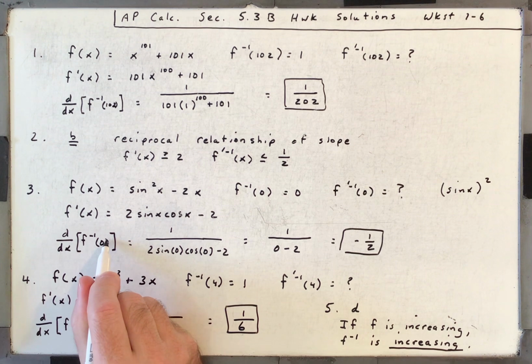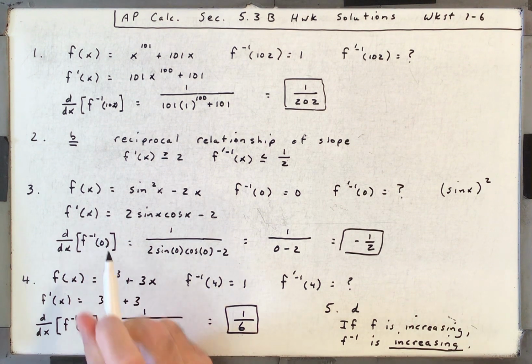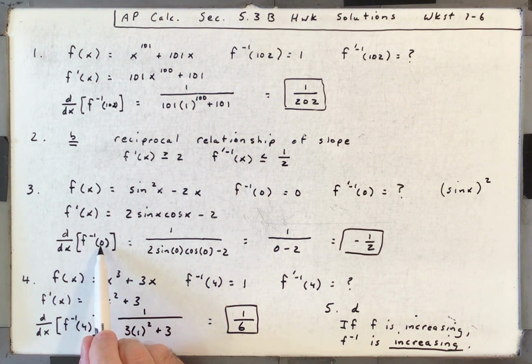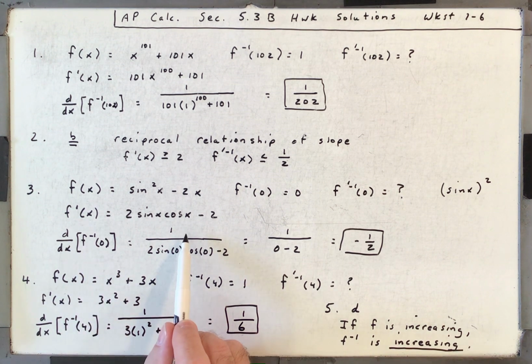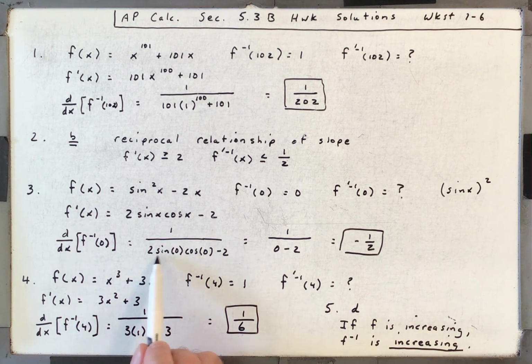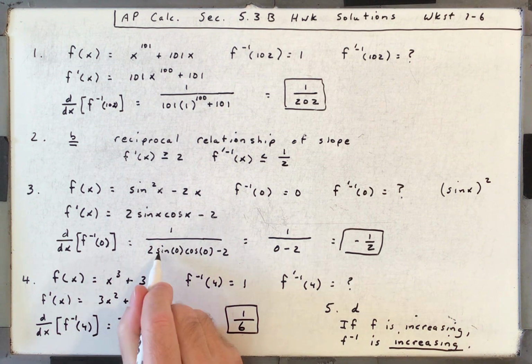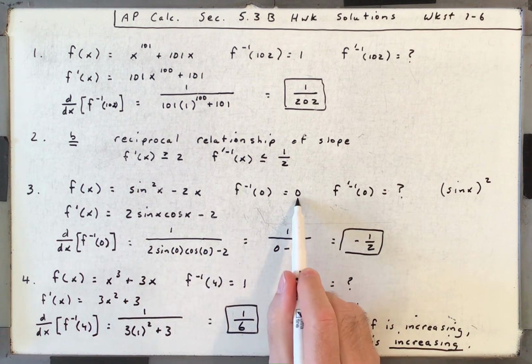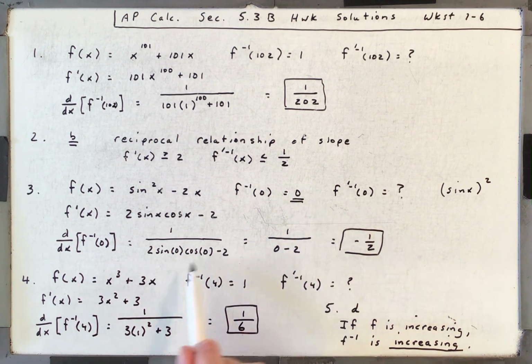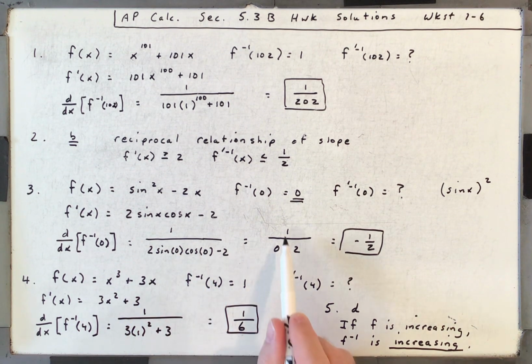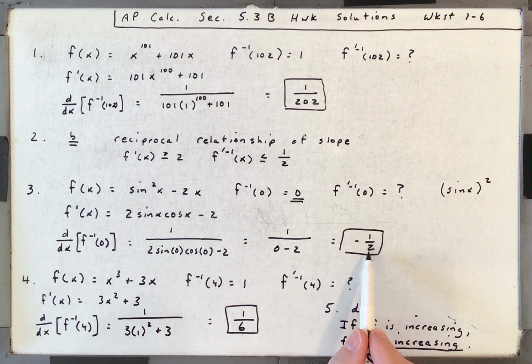And so now we can evaluate the derivative of the inverse at 0 using the formula. That's 1 over 2 times the sine of 0. So we're plugging in this value. Times the cosine of 0 minus 2. The sine of 0 is 0. So that'd be 1 over 0 minus 2, negative 1/2.